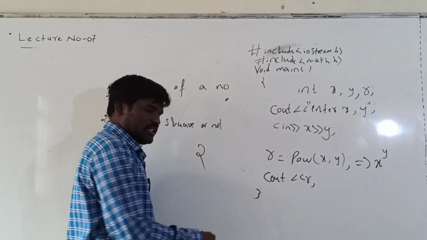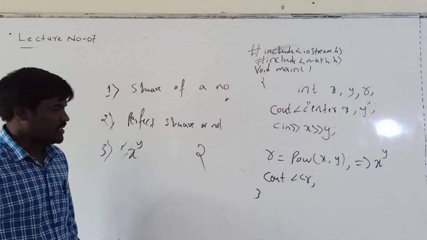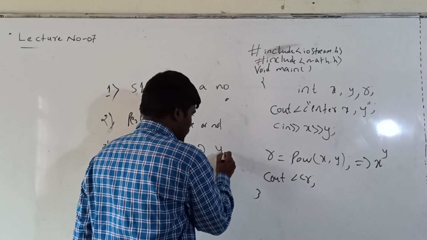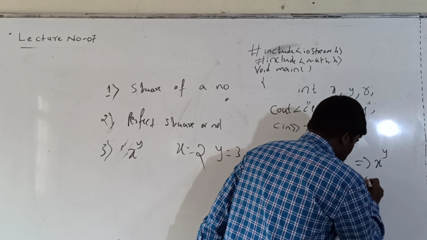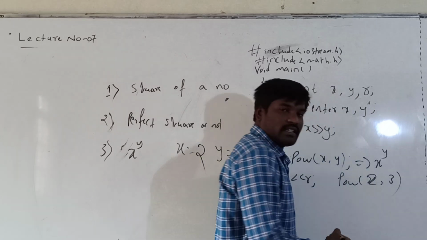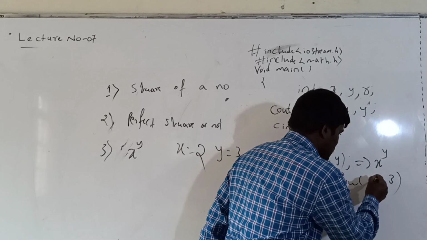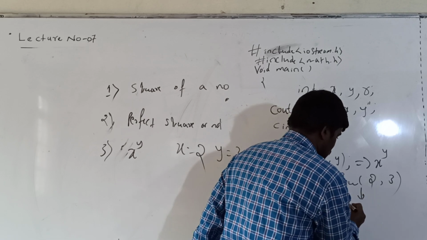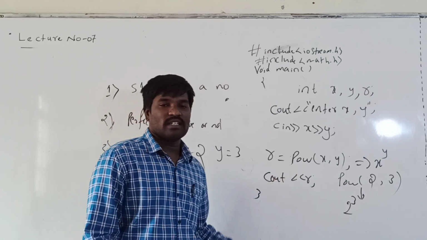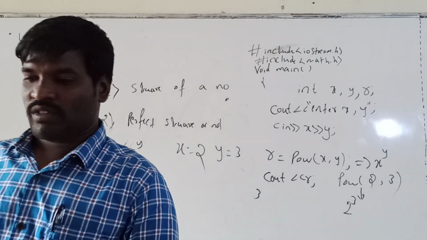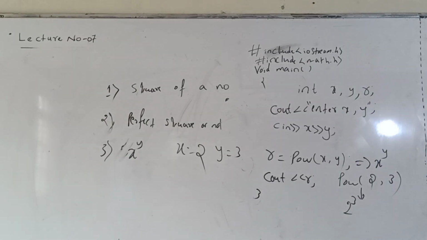I can give the input values as x is equal to 2 and y is equal to 3. Finally it is power of 2 comma 3. Here power of 2 comma 3 is equivalent to 2 raised to 3. The answer is 8. Finally it should display the result as 8. So this is also one type of program.